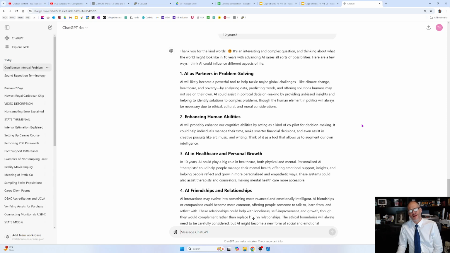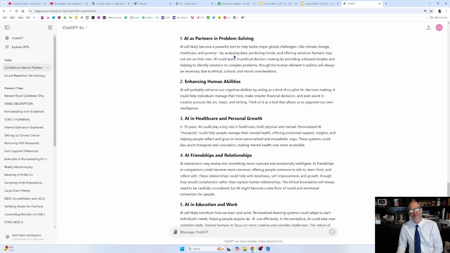AI as partners in problem solving. AI will likely become a powerful tool to help tackle major global challenges like climate change, healthcare, and poverty, by analyzing data, predicting trends, and offering solutions humans may not see on their own. AI could assist in political decision making by providing unbiased insights and helping to identify solutions to complex problems, though the human element in politics will always be necessary due to ethical, cultural, and moral considerations.